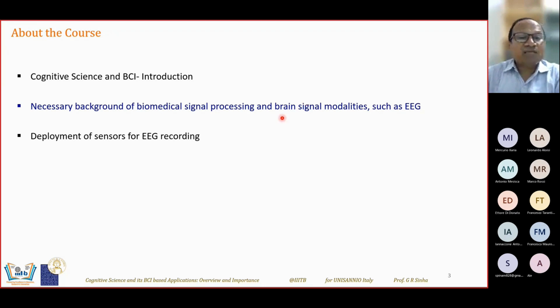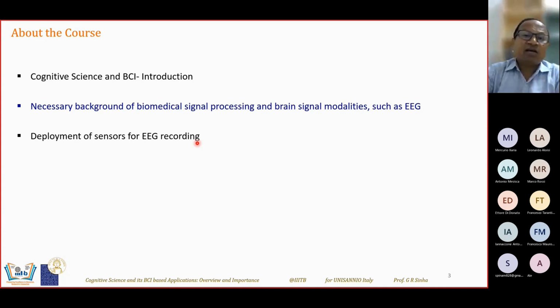And then deployment of sensors for EEG recording. When we are talking about EEG recording or ECoG recording or MEG recording, there are different types of signals acquired from the brain, and for each acquisition of a signal, how do we deploy the sensors? Whether the sensor deployment is invasive or non-invasive? Do we insert some needles? Do we insert some electrodes inside the scalp of our brain? Or do we take it just from the outer surface? All these we are going to study.